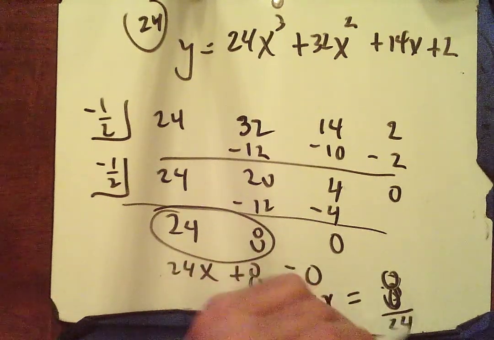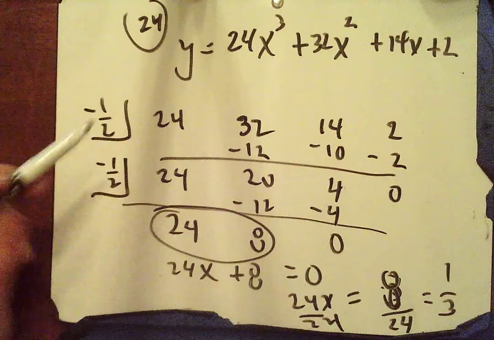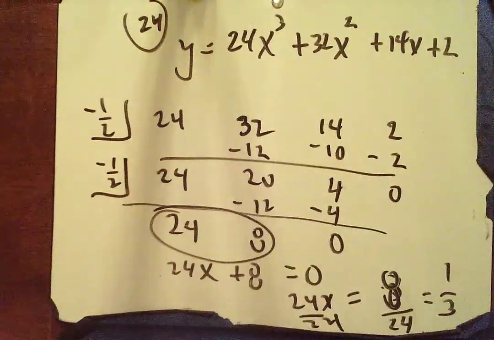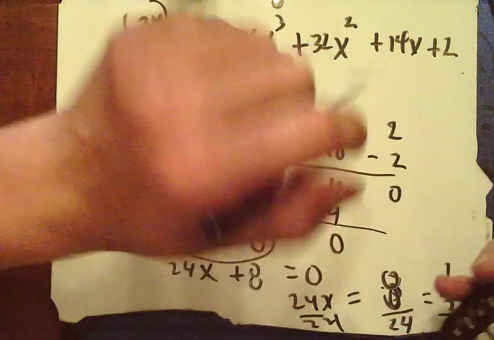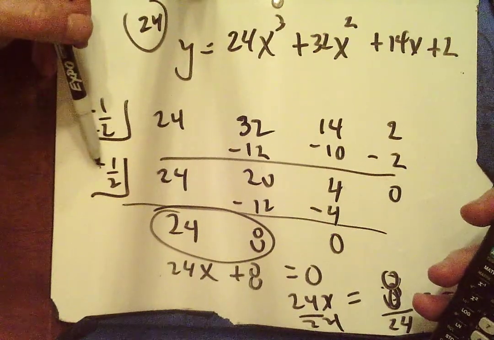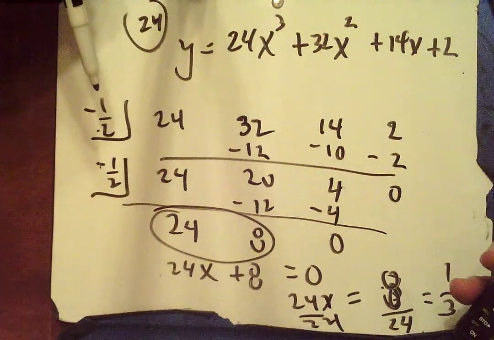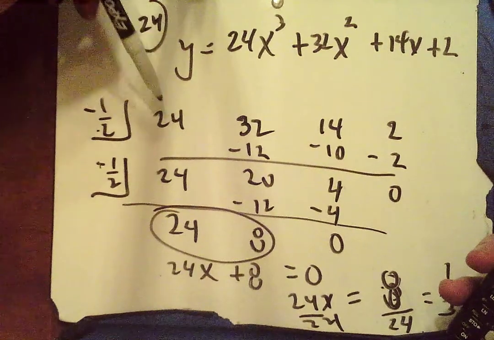8, 24. Now 1/3. Is it really 1/3? Whoa! You mean it's got to bounce there? No, I must have made a mistake. I'm just going to go back and check for a second.